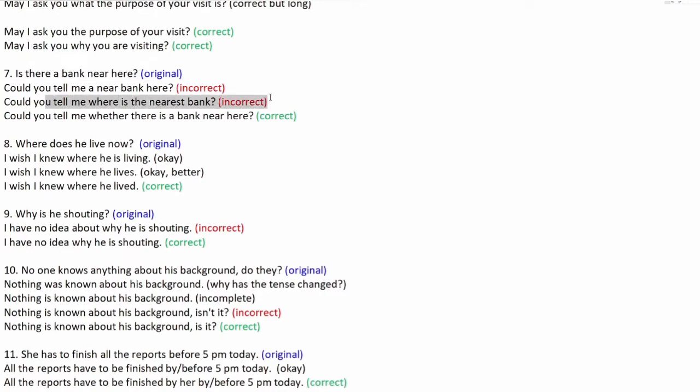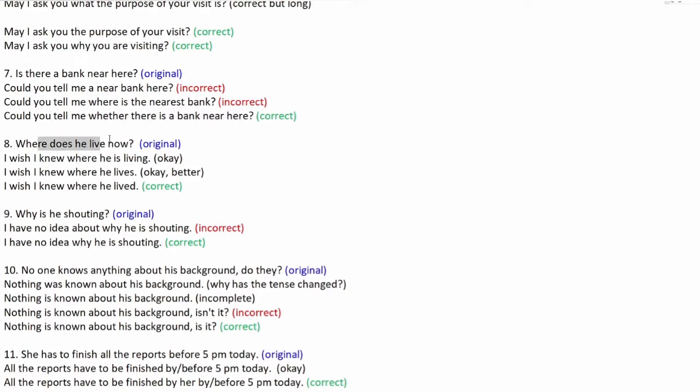Maybe the nearest bank is in the opposite direction and you have to drive, or you have to go straight and turn around, and it's really inconvenient. We just want to know any bank that is close by. So, could you tell me whether there is a bank near here? Now that's the same meaning, right? It retains the same meaning as the original sentence.